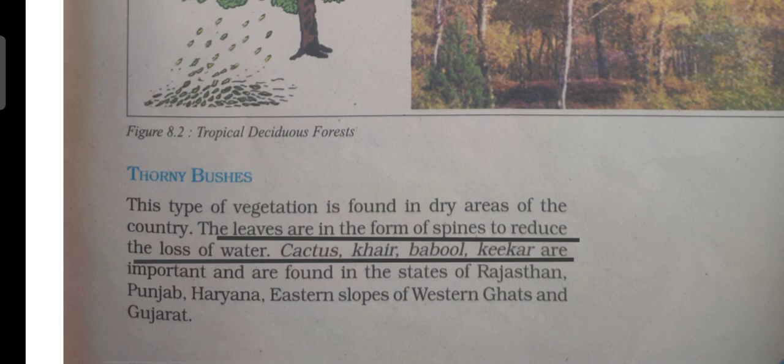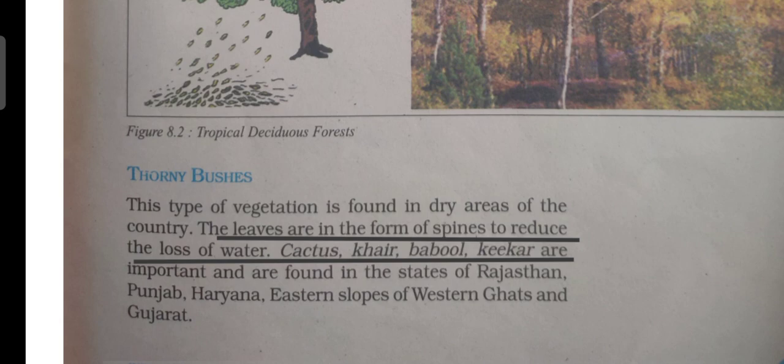And this type of vegetation is found in the drier areas of our country. Drier area means the desert region of our country. Now, we all know that in desert area there is scarcity of water. There is shortage of water. And that is why children, plants that grow in these areas, they do not have leaves. Their leaves are modified and they are in the form of spines so as to reduce the loss of water.